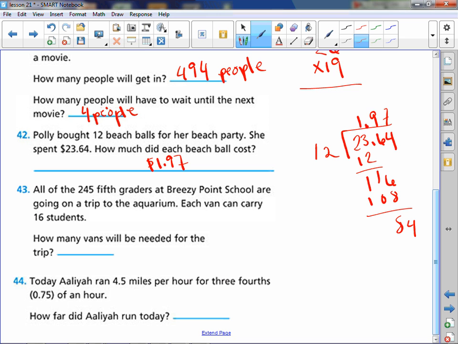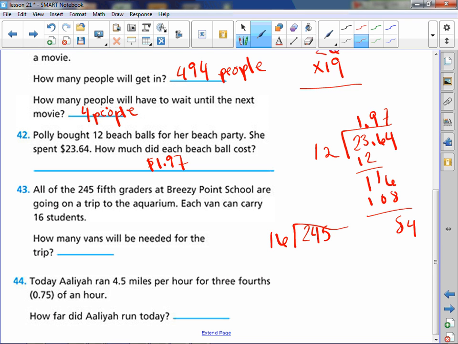Okay, last one we're going to do is this question 43. All of the 245 fifth graders at Breezy Point School are going on a trip to the aquarium. Each van can carry 16 students. How many vans will be needed? So you're going to take 245. This is a division problem. You're going to divide those kids up, 16, okay? I want you to pause it. I want you to think about if there's a remainder, what would you need to do?